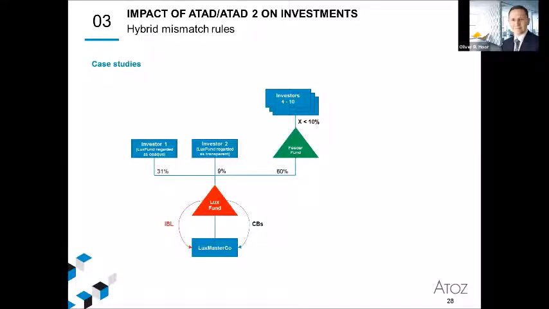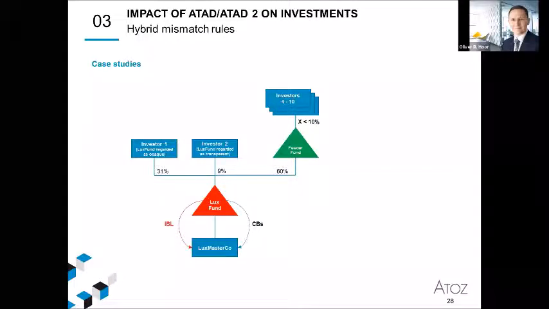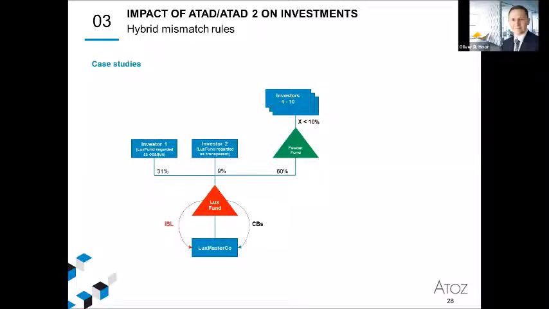And here Investor 2 also owns less than 10%, and therefore can be excluded. So that leaves us with Investor 1 owning 31%, 31% being less than 50%. Therefore, here we are not dealing with a situation where we have 50% or more associated enterprises, and therefore there's no room for the application of the hybrid mismatch rules.